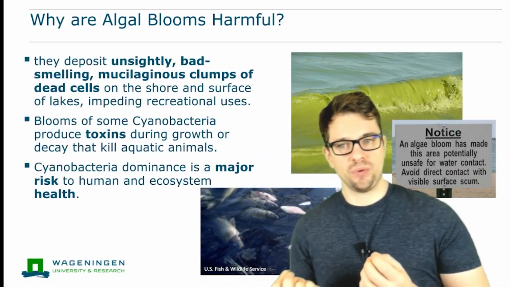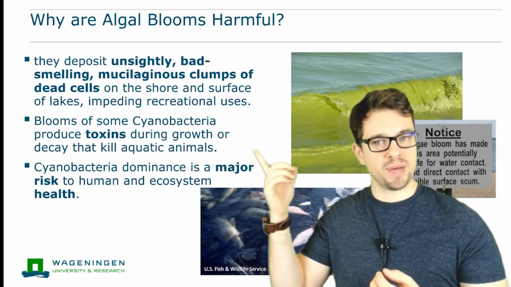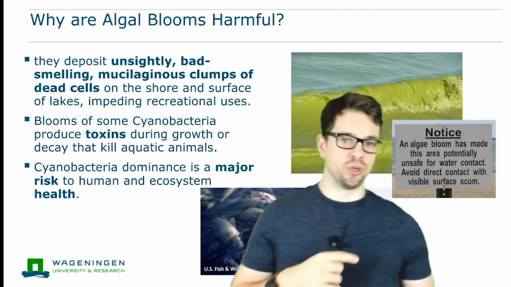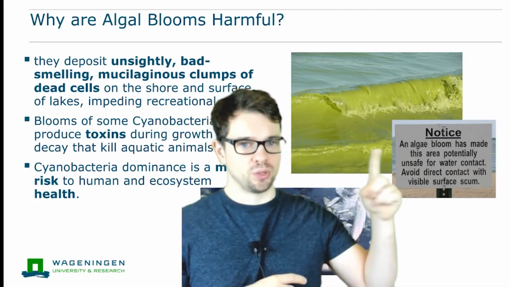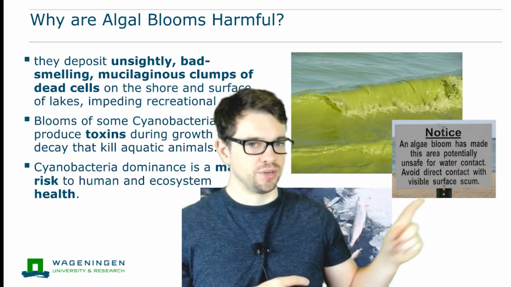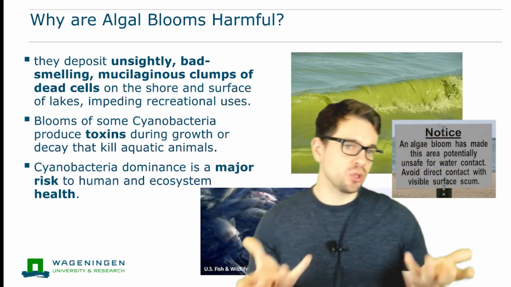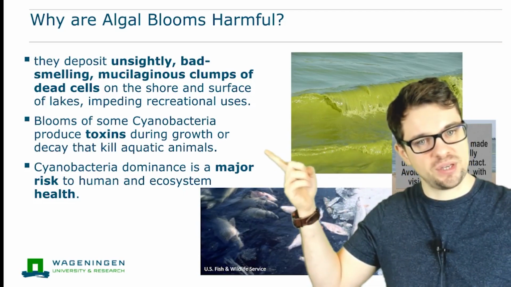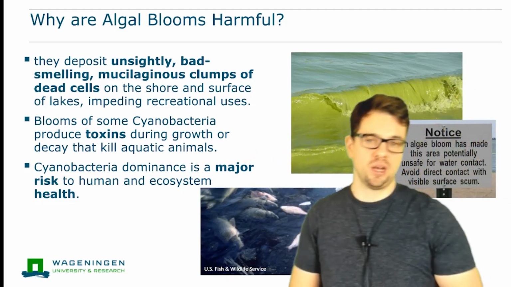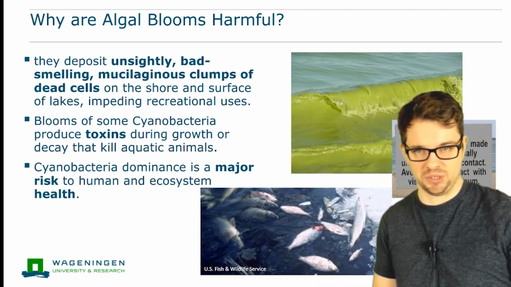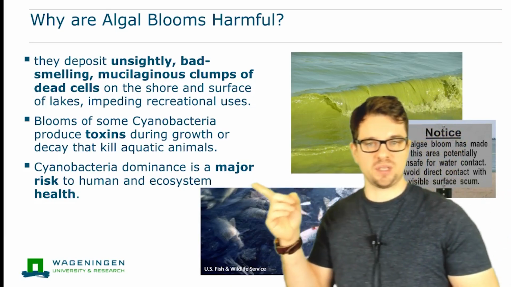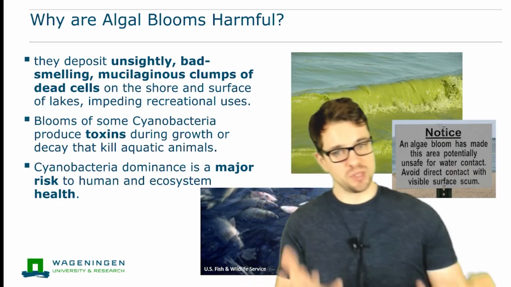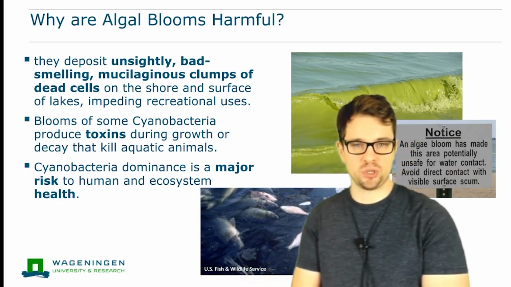So why are they harmful in the first place? They deposit bad smelling clumps of dead cells in the water, and that impedes recreational uses. So you know, basically these types of images where the water is very green, with these types of warning signs, this is not good for recreational uses. But even worse, some cyanobacteria produce toxins, and that can cause rapid death of animals in the environment. So cyanobacteria dominance is a major risk for human and ecosystem health, and monitoring that with remote sensing is a big part in established monitoring systems.